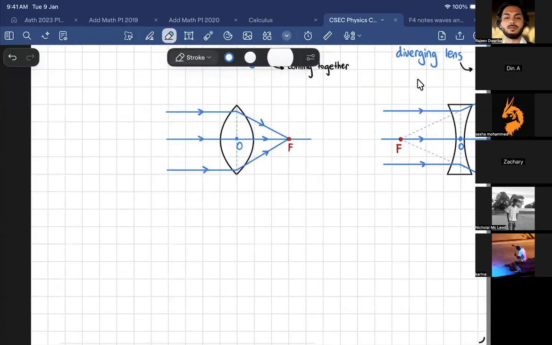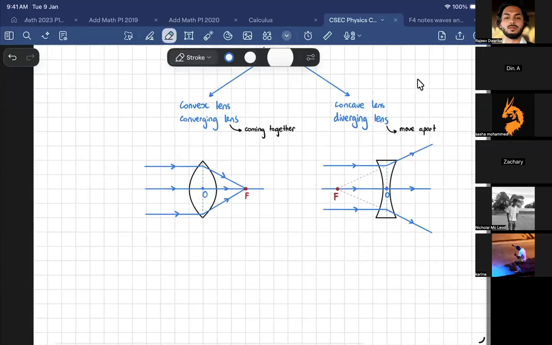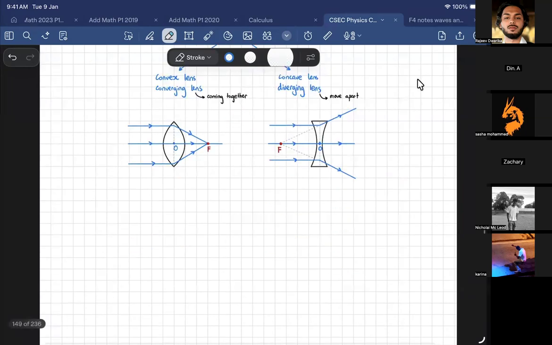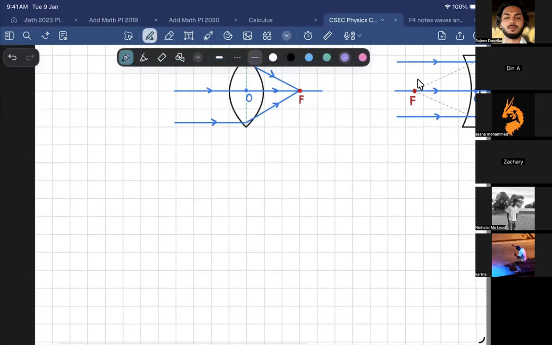So let's specialize now. Which lens do you want to look at first, the convex lens or the concave lens? Concave. How about the rest of you guys? Concave or convex first? Yes, concave. Okay, no problem. Concave here.